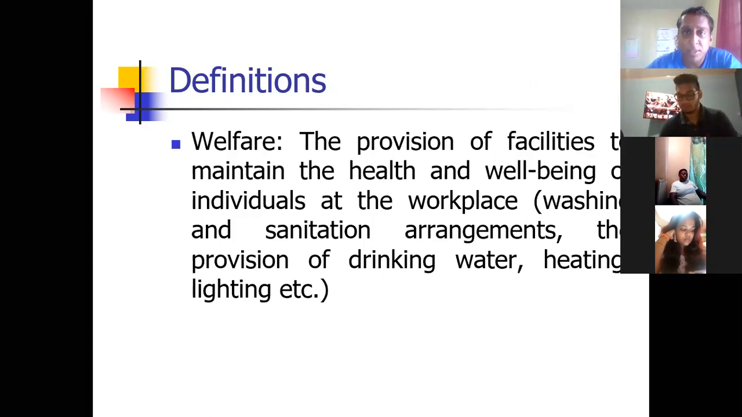Welfare, everyone should know this one. Welfare is a provision of facilities to maintain the health and well-being of individuals at the workplace. Welfare includes washing and sanitation arrangements, the provision of drinking water, heating, lighting, the list goes on, temperature, eye wash station, etc. Again, based on the format of the exam, these things will not come up. It's just definitions to start the course.